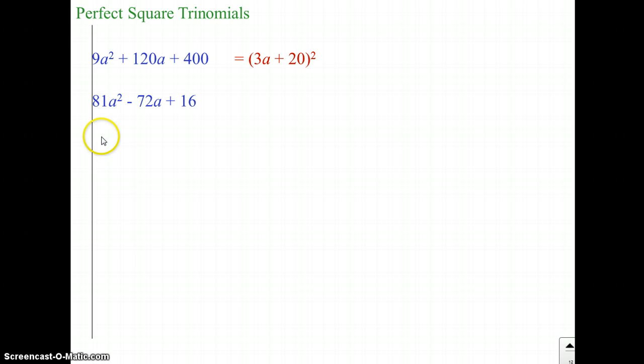Let's see if this next one is a perfect square trinomial. Square root of 81a squared is 9a. Square root of 16 is 4. If I multiply 9a by 4, I get 36a. Doubled is 72a. So the middle term satisfies. I should be able to factor this as 9a and 4. Middle term of the trinomial is negative, so it should be 9a minus 4 all squared.